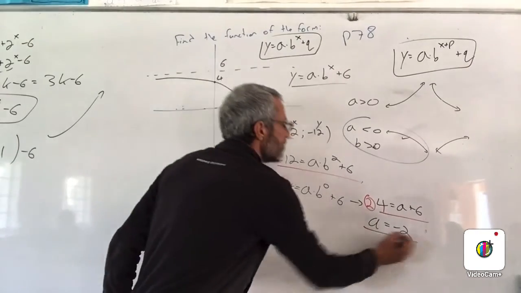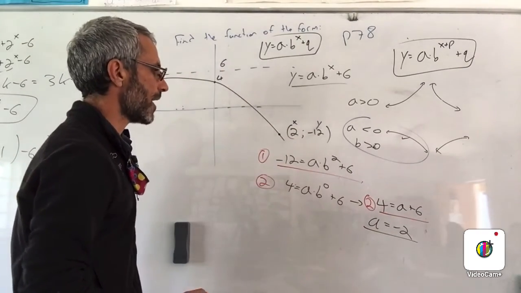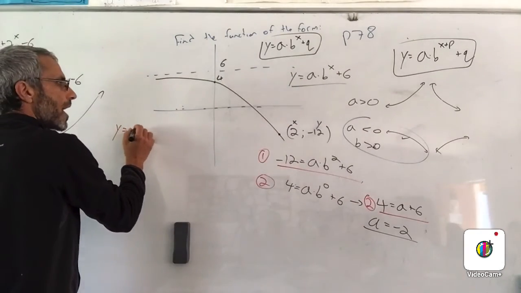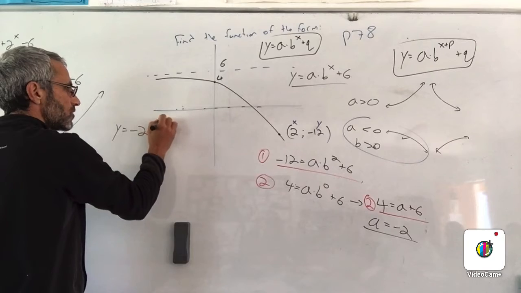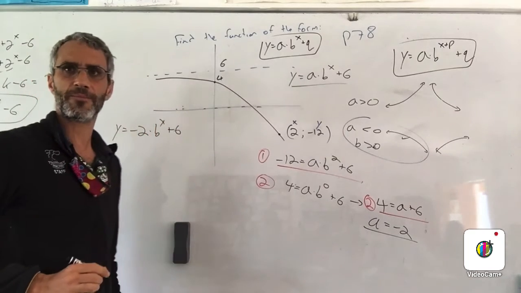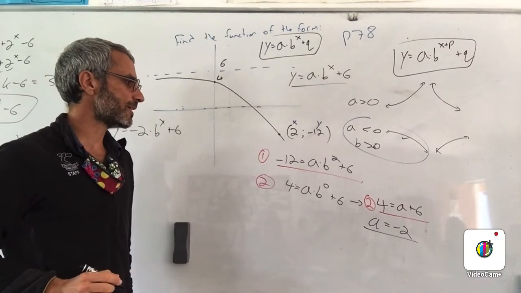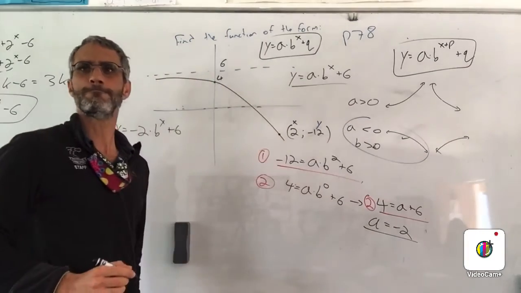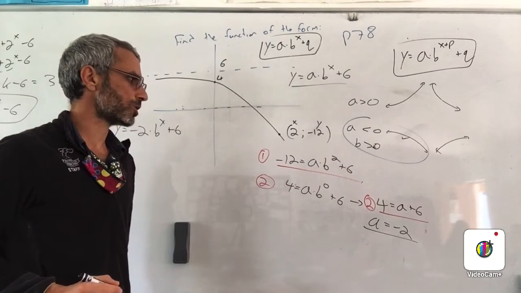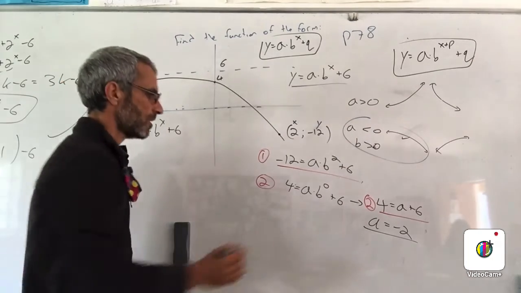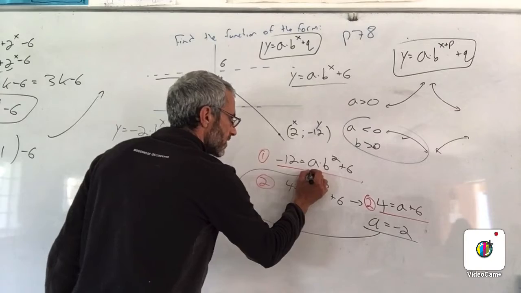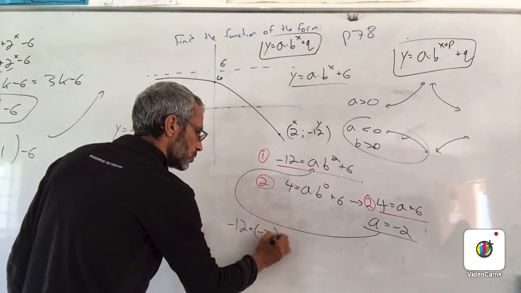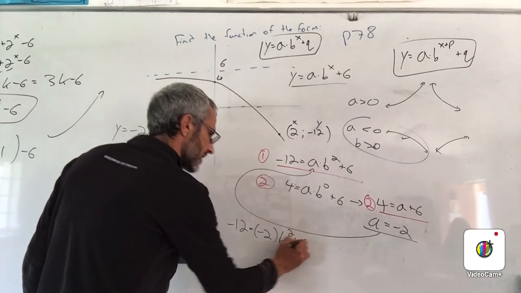Okay? So we know what the A is. So I can already rewrite that one. I'll write it as Y equal minus 2 times B to the power X plus 6. You getting me? What do we still need to find out? B. How do I do that? Substitute. Substitute where? Which equation? The first equation. I'm going to substitute A equal minus 2 here. So I'm going to rewrite it as minus 12 equal minus 2 times B squared plus 6. Okay?